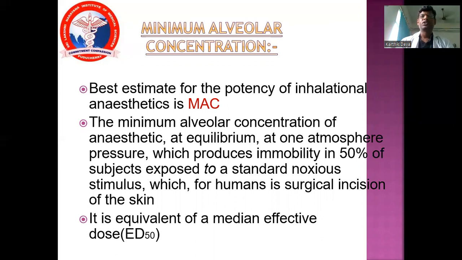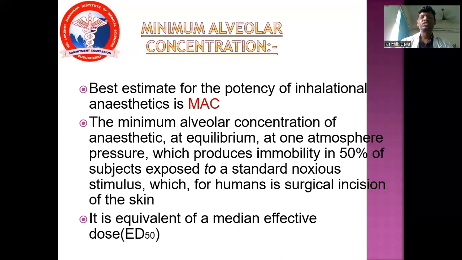What is the MAC value, or what is minimum alveolar concentration? The minimum alveolar concentration is the best estimate to scale the potency of inhalational anesthetics. The definition of minimum alveolar concentration is the minimum alveolar concentration of any anesthetic at equilibrium at 1 atmosphere pressure, which produces immobility in 50% of the subjects exposed to a standard noxious stimulus. For humans, the standard noxious stimulus is considered to be a surgical incision of the skin.